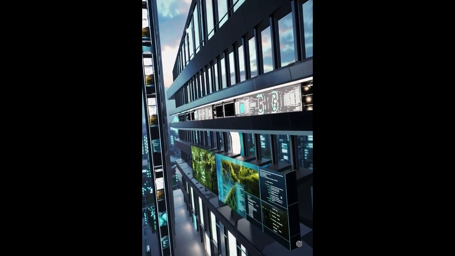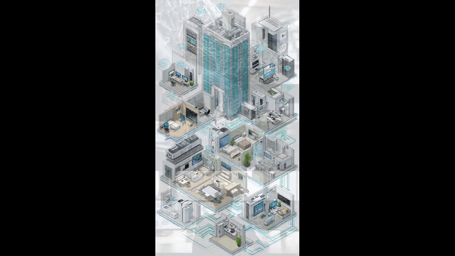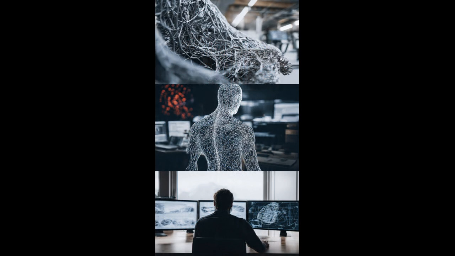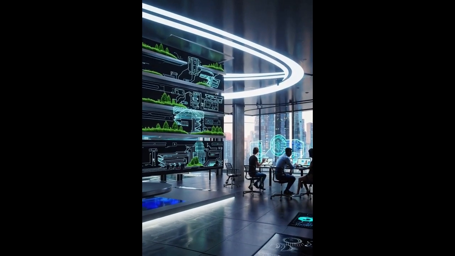Smart buildings use sensors and automation to optimize energy use and comfort. Data-driven systems allow real-time monitoring. Artificial intelligence is changing design processes. AI assists with optimization, simulation, and generative design.